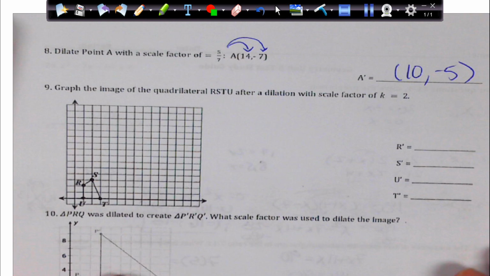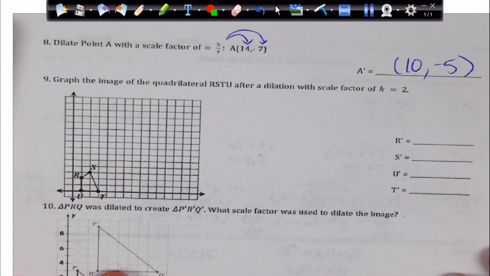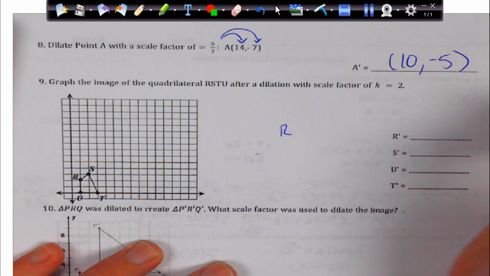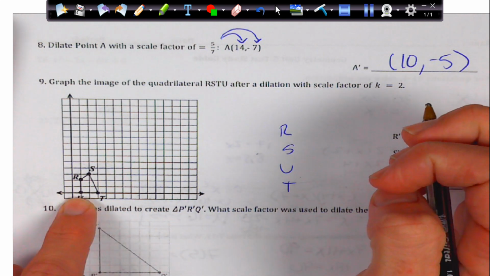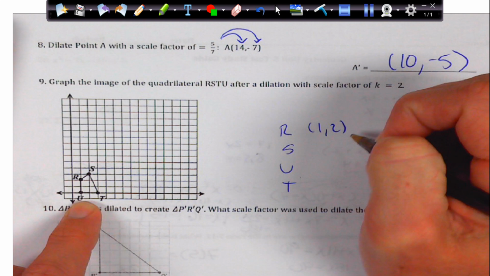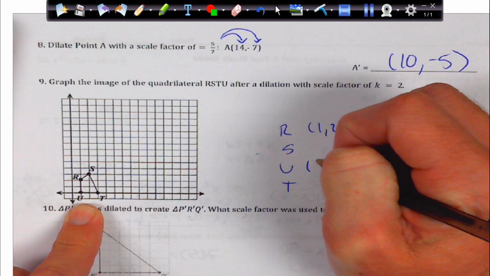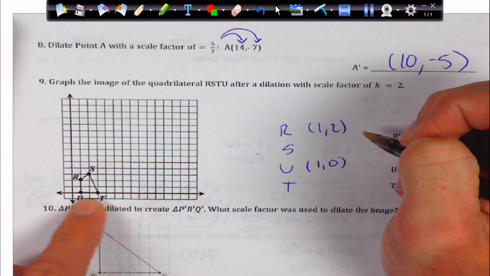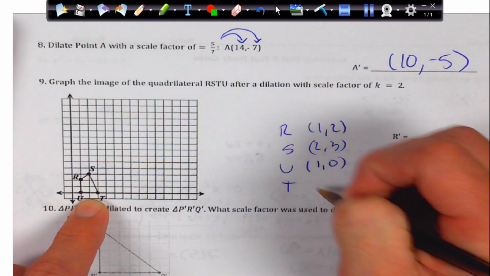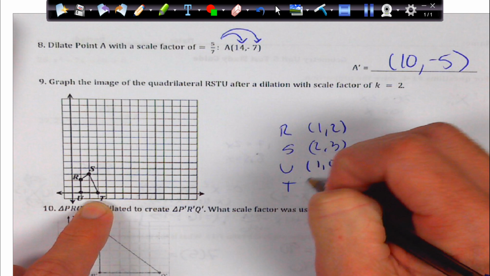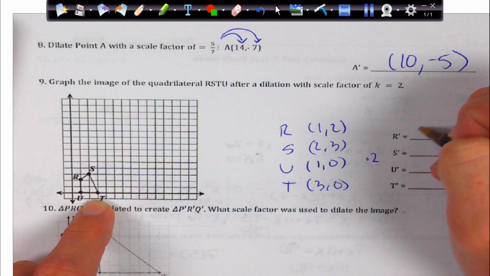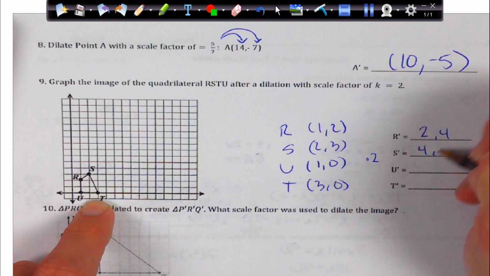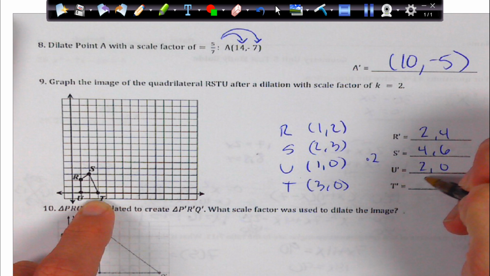You're done. Graph the image of the quadrilateral RSUT after a dilation of a scale factor of 2. Okay, so what I like to do is write the original points, R, U, S, T, and then I just double them. So R is 1, 2. U is 1, 0. S is 1, 2, 3. And T is 1, 2, 3, 0. So all we have to do is basically multiply by 2, and so we're going to get 2, 4, 4, 6, 2, 0, and 6, 0.